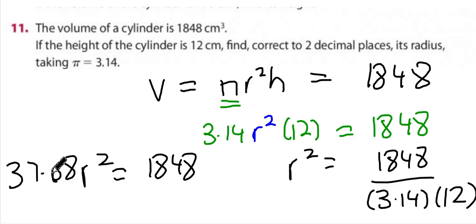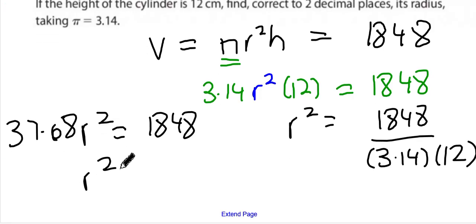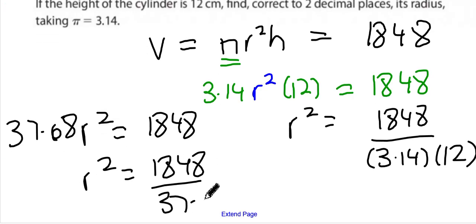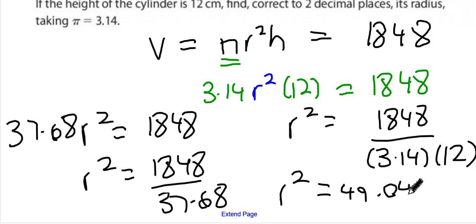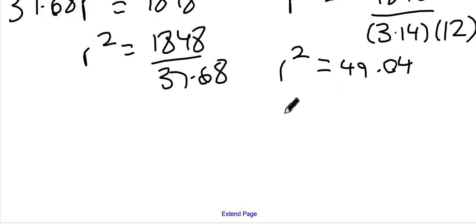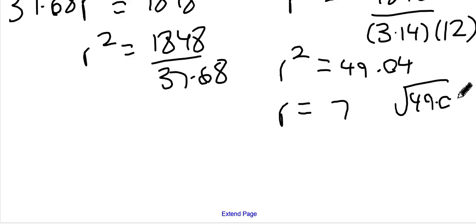So you got 37.68. Just make sure you don't round off anything where possible, or you round off as little as possible. And then you can divide 1848 by 37.68, and you get the same answer either way. So what's r squared then? 49.04. Square root that. 7 centimeters. Because the square root of 49.04 is 7 centimeters.